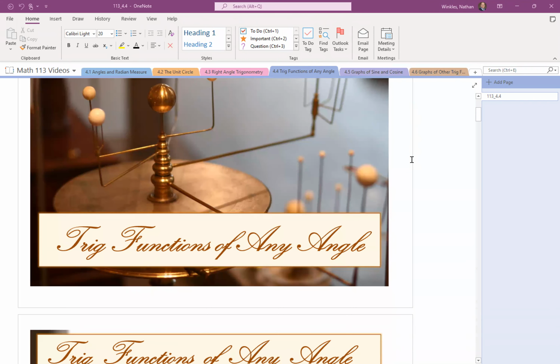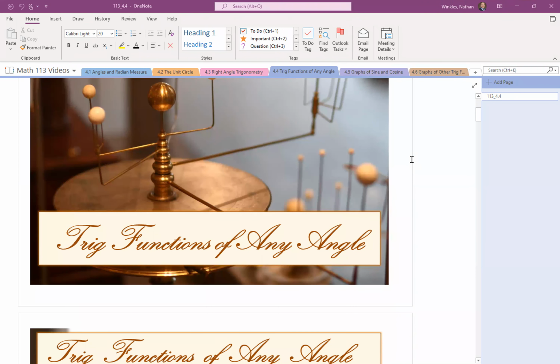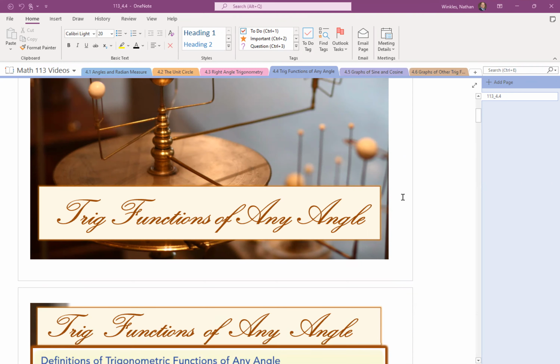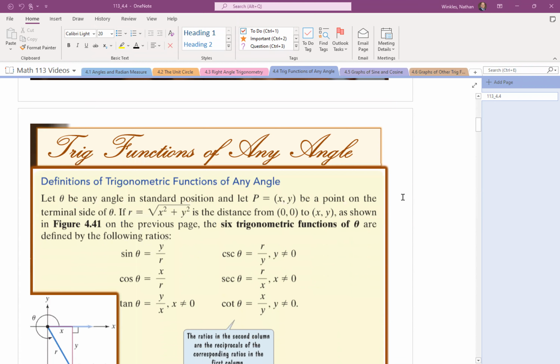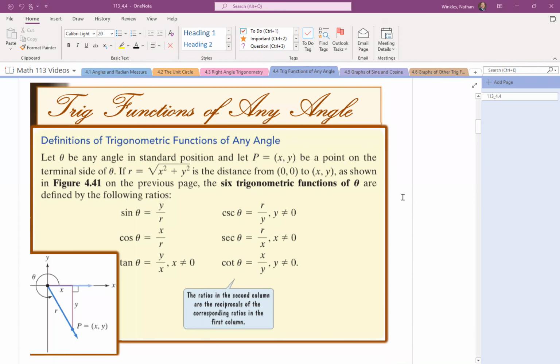All right, so now we can talk about trig functions of any angle. We've talked about right angle trigonometry now. So now we want to be able to extend that to any angle. Doesn't matter what it is. So we need to be able to think about this in a slightly different way.